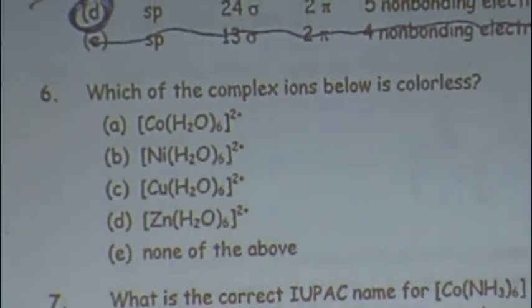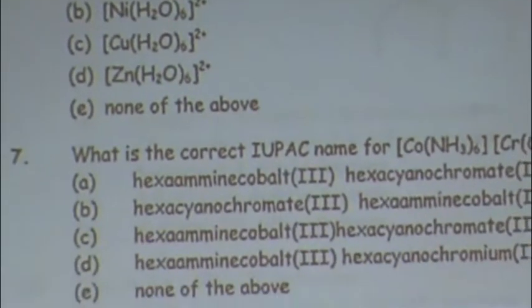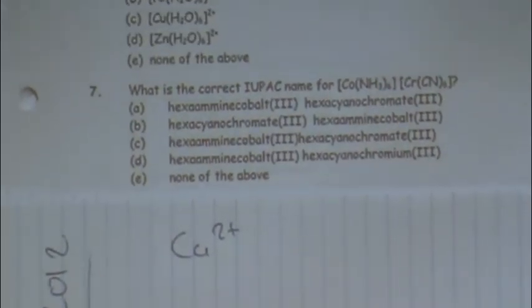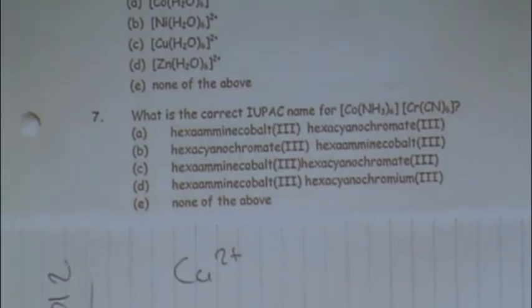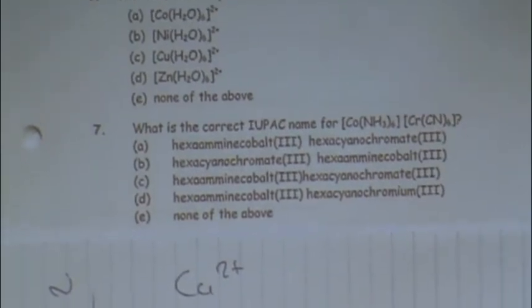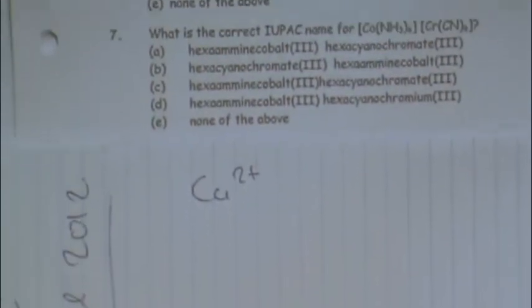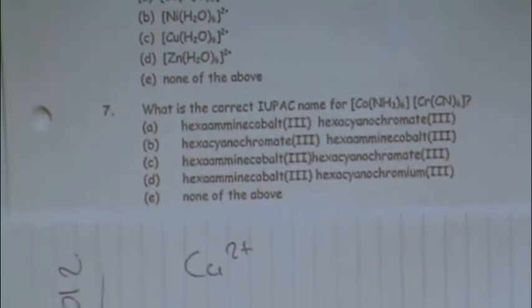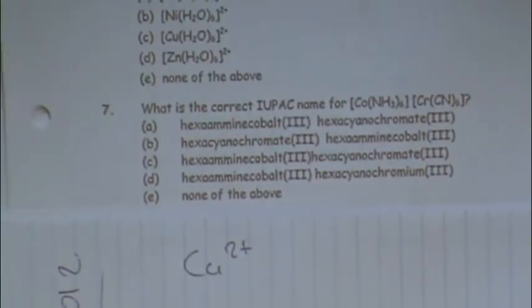So what you're saying is copper 2+, right? What's the configuration of copper 2+? Okay, what's copper? Where's copper? There. So copper is argon, yes? And then you have what? 1, 2, 3, 4s2, 3d9.